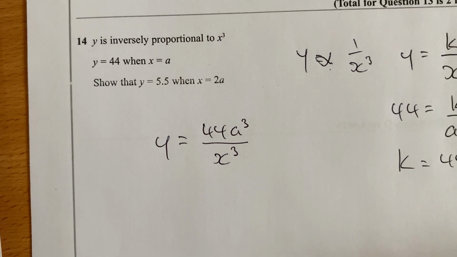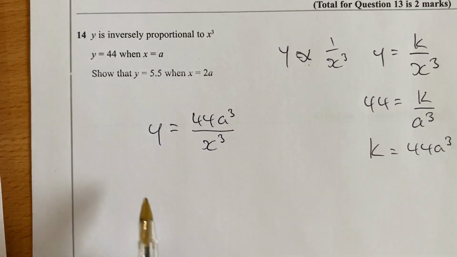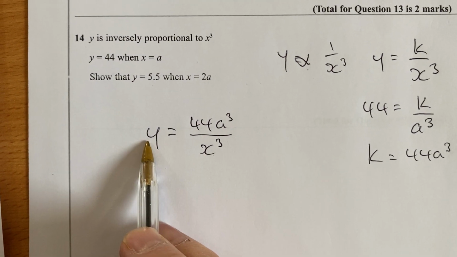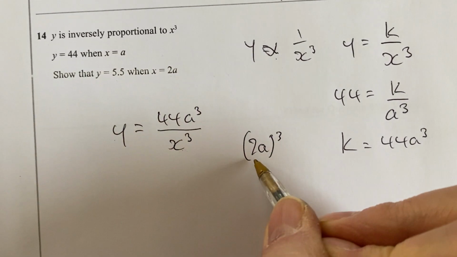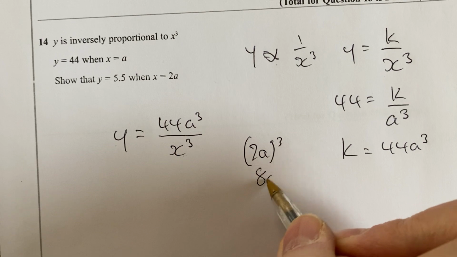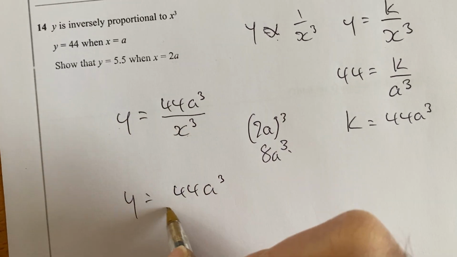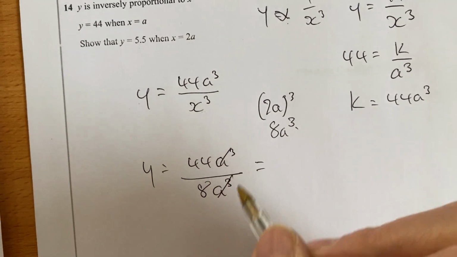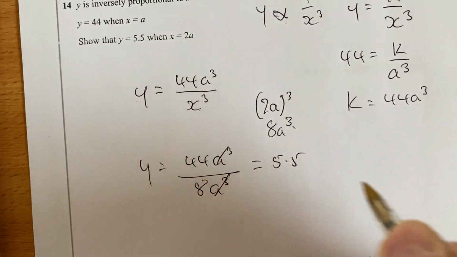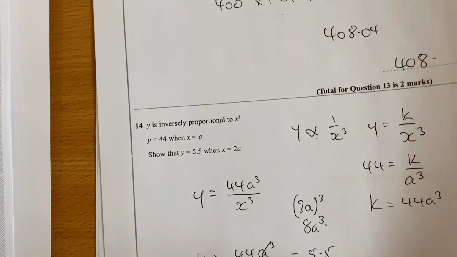That's our formula. Then it says, show that y equals 5.5 when x is 2a. Right, so when x is 2a, I need to work out y. Now 2a cubed, let's think about this. 2a all cubed is 2 times 2 times 2 is 8, 8a cubed. So now let's put that into there. So we get 44a cubed all over 8a cubed. Nicely, they cancel out. 44 divided by 8 is 5.5, which is what they want you to do. Okay? Right, let's go to question 15.